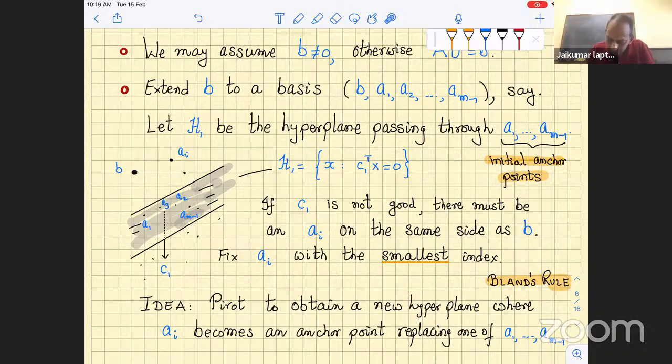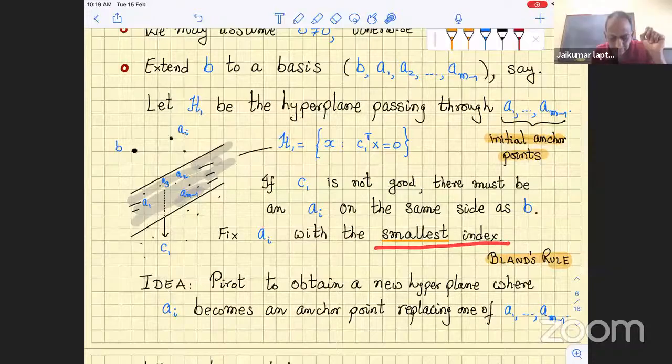Now, how do we move from this hyperplane to a new hyperplane? Good. So we have got this hyperplane. Let's call it H1. And this hyperplane does not do the job because there is some AI which is on the same side as B. Now, there might be many AIs which are on the same side as B. So among them, we are going to fix one. And which one? The first one, the one with the smallest index.